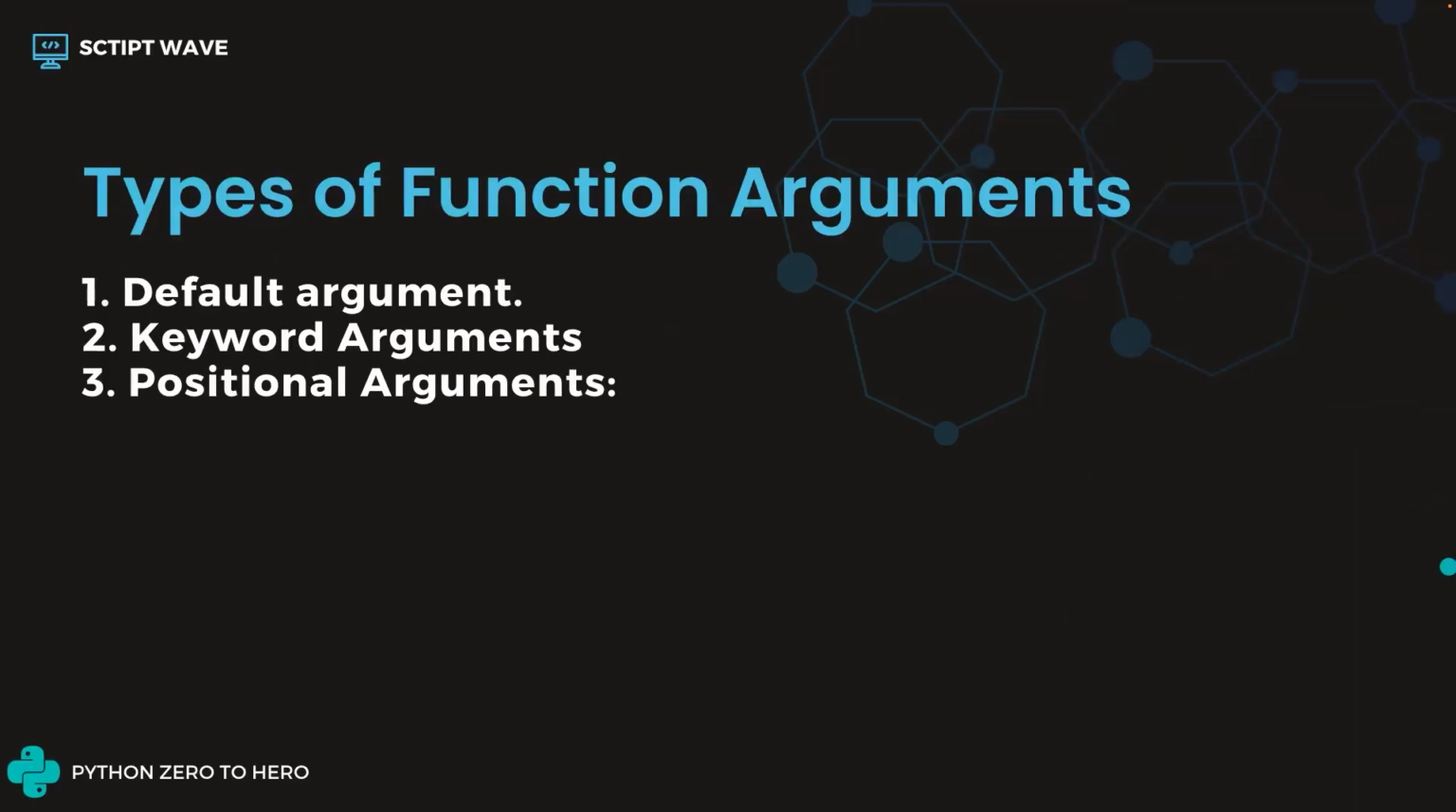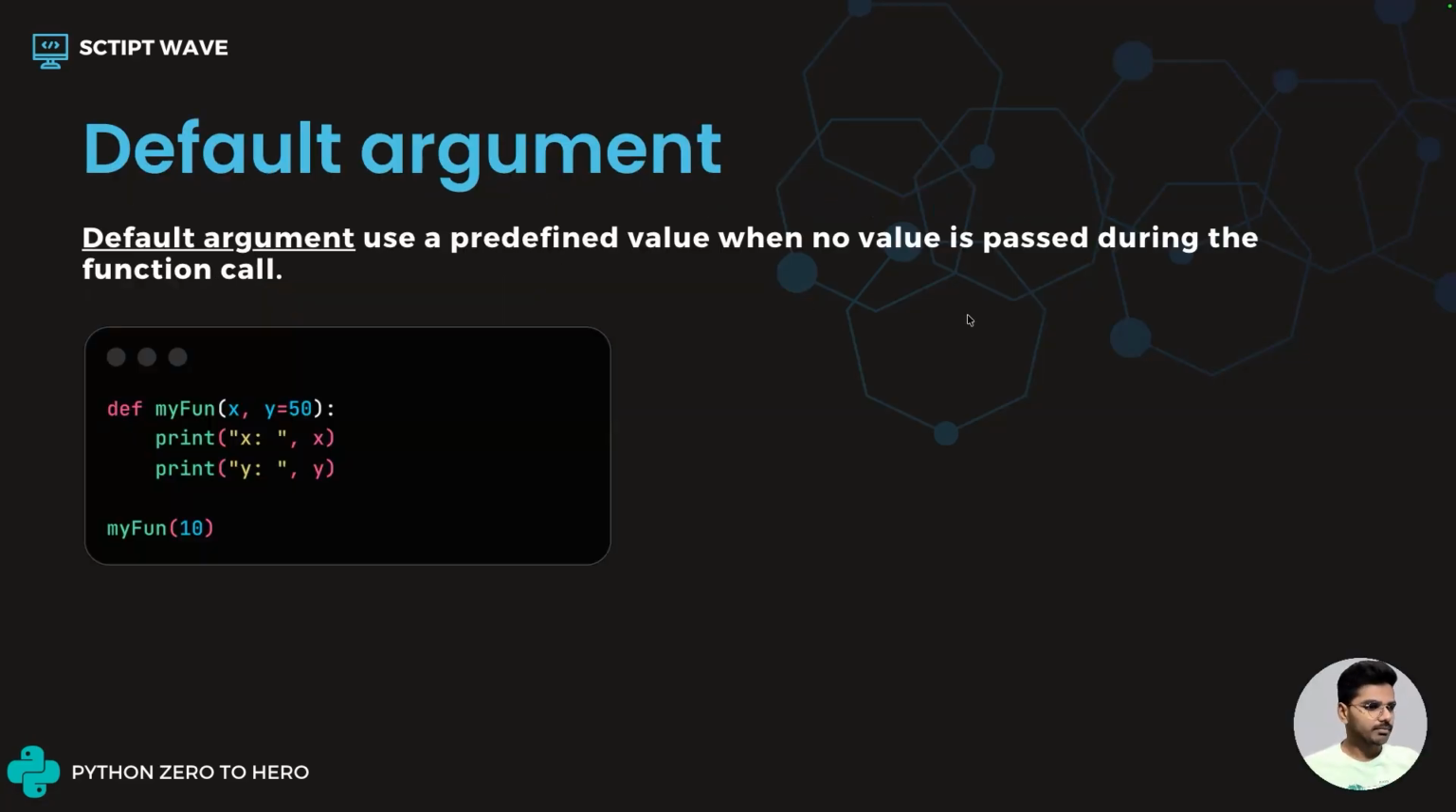So we have three types of arguments, starting with the default argument, then the keyword argument, then the positional argument. Let's discuss them one by one in detail, and we'll start with the default arguments in Python functions. The default argument uses a predefined value when no value is passed during the function call. So here we have a quick example to understand the default argument. First thing we need to underline is two points: the predefined value, and it will be used only if there is no value passed to the function.